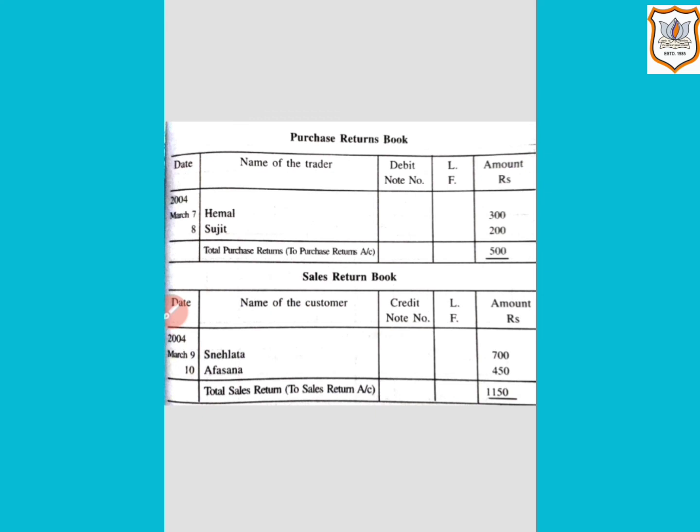Now let us see ledger posting from sales return book. Here goods worth rupees 700 is returned by our debtor Snehalata, and goods worth rupees 450 is returned by our debtor Afsana, and our total sales return is 1150. Here the amount of the goods received is credited to the debtors or customer account and debited to the sales return account.